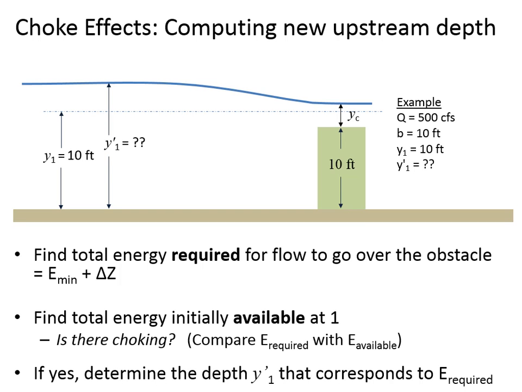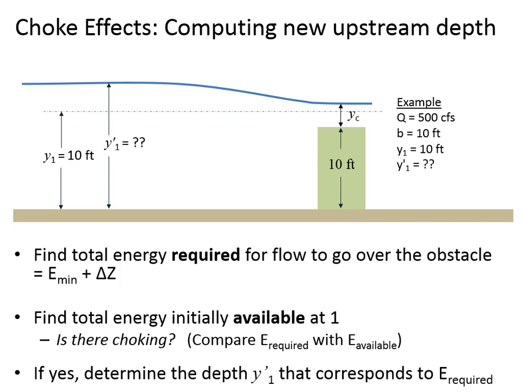Okay, so will there be choking? Visually we know that there will be choking just because you've got a 10-foot obstacle and 10 feet of flow. Numerically, the way we've proved it to ourselves is we found out that there's going to be approximately 6.4 feet of energy just in the flow itself. And then we've got to have another 10 feet of energy to get over the obstacle.